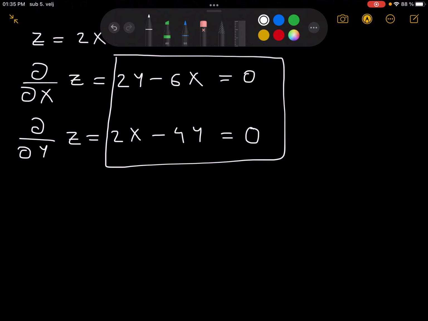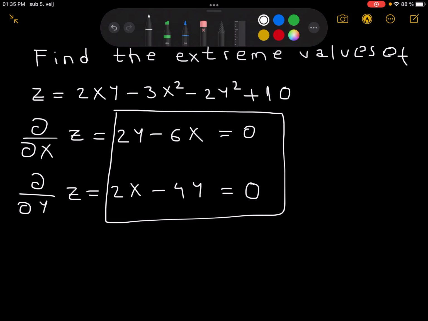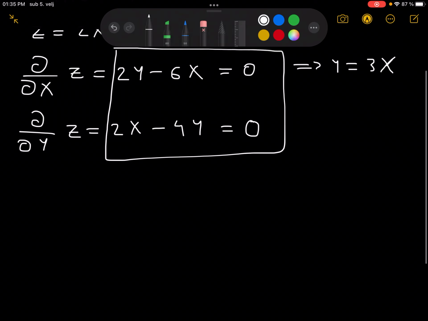So how do we go about solving this system of equations? Well, it's pretty simple. From the first equation, we have that y is equal to 3x. Y is equal to 3 times x. And from the second equation, we can rewrite it as x minus 2y being equal to 0.